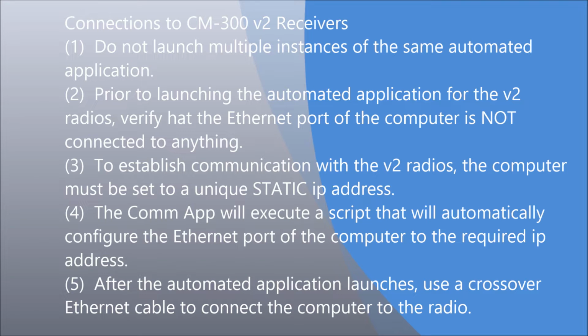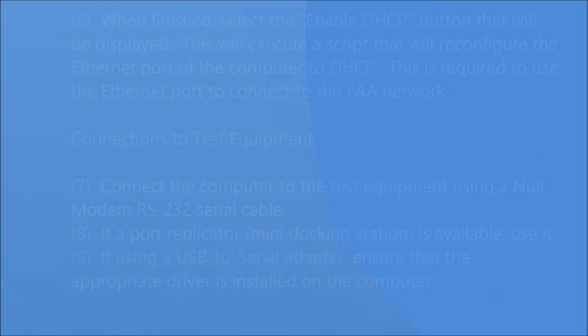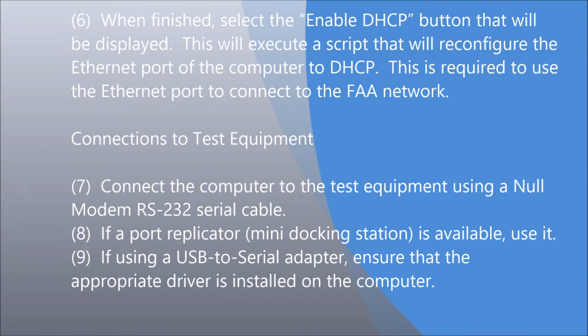Last, once the application launches, use a crossover Ethernet cable to connect between the computer and the front panel Ethernet port on the radio. Now, when you finish using the automated application, make sure to select the Enable DHCP button that will be displayed. This will execute a second script that will configure your network port to DHCP. This is required in order to use the network port to connect to the FAA network or to the internet.